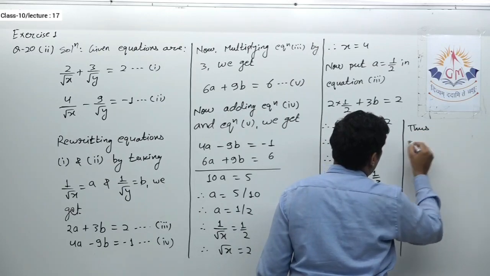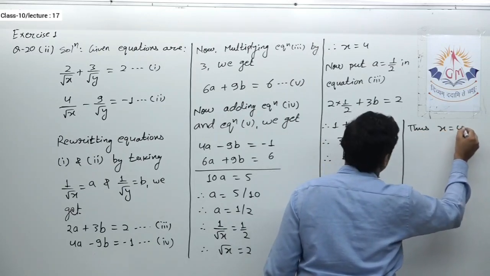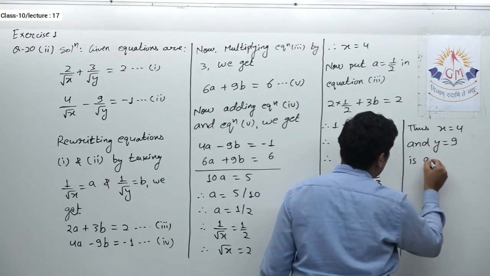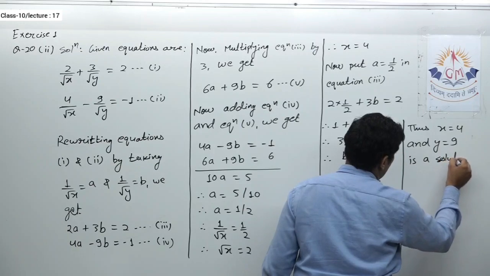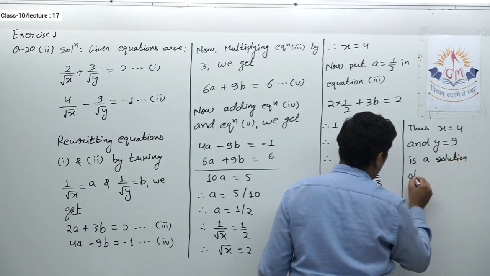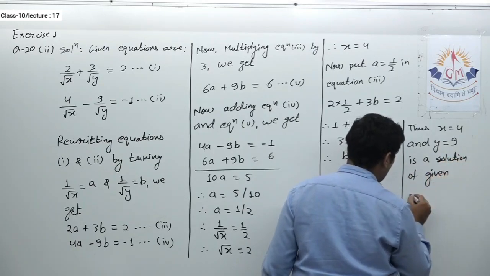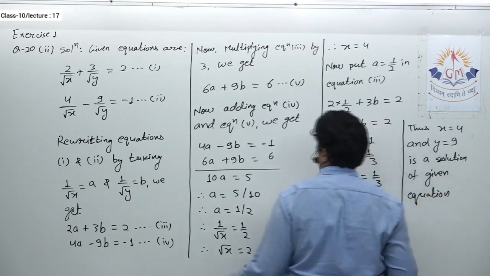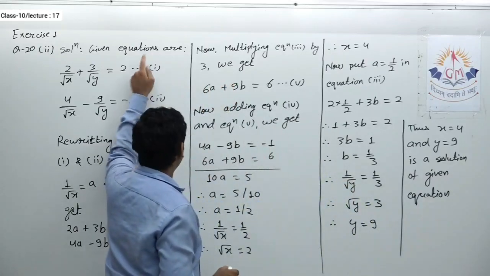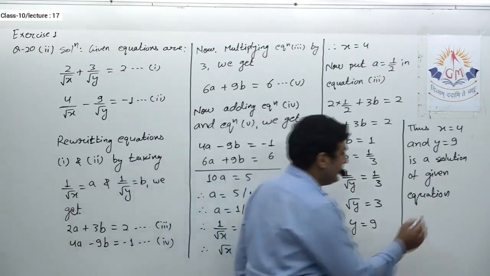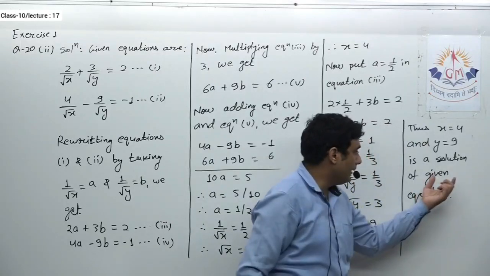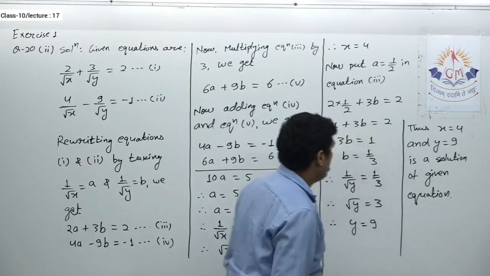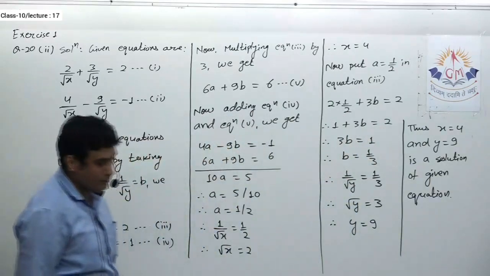Thus, x is equal to 4 and y is equal to 9 is a solution of given equation. Okay, we cannot write that given pair of linear equation, because this is not a linear equation. So here you have to take care of this thing, that do not write the word linear, because these are not the linear equation. So these are the values of x and y. So please note it down.